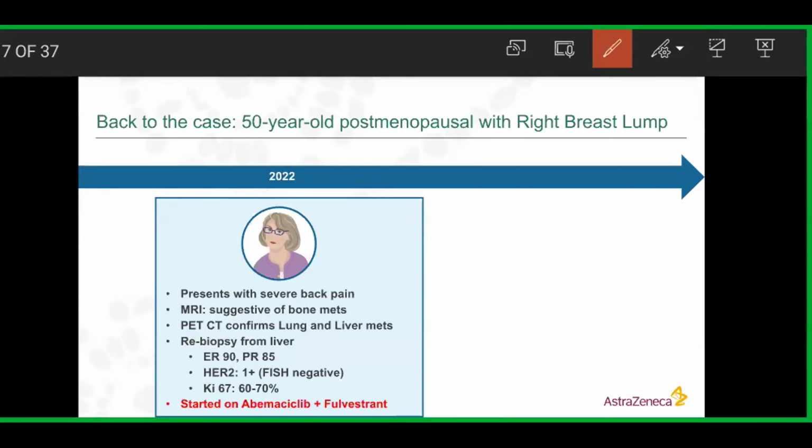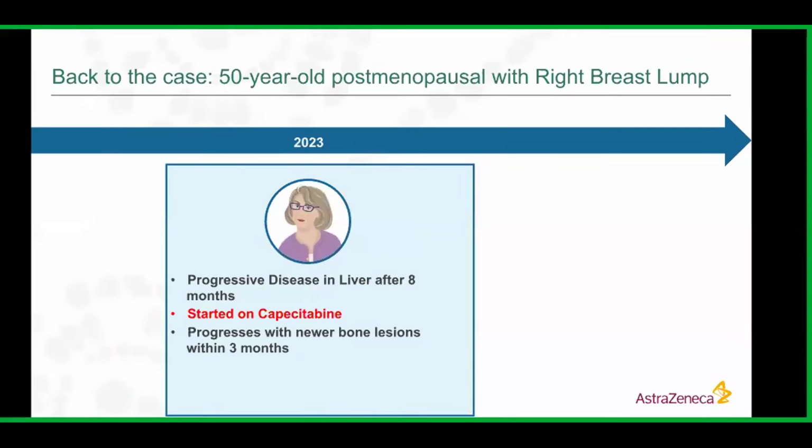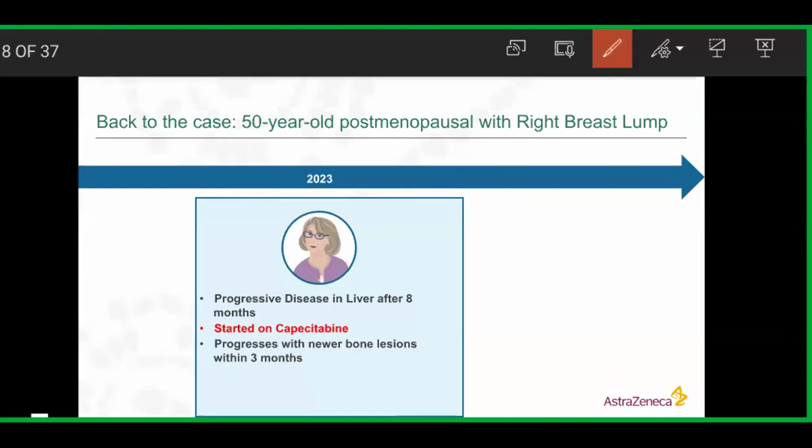Yeah, true. Even the studies have shown that even with extensive visceral disease, they respond well to CDK4/6 and hormonal therapy without much toxicity, and they have a better PFS compared to chemotherapy. Agreed. So she was treated with a CDK4/6 and fulvestrant. She had a progression in the liver after 8 months of therapy.